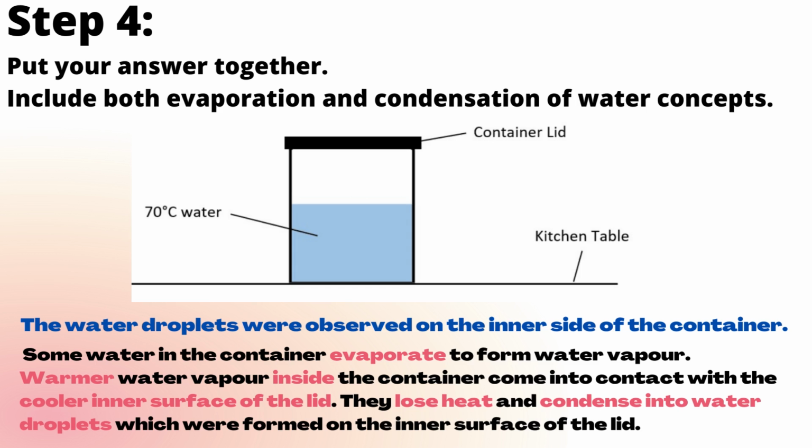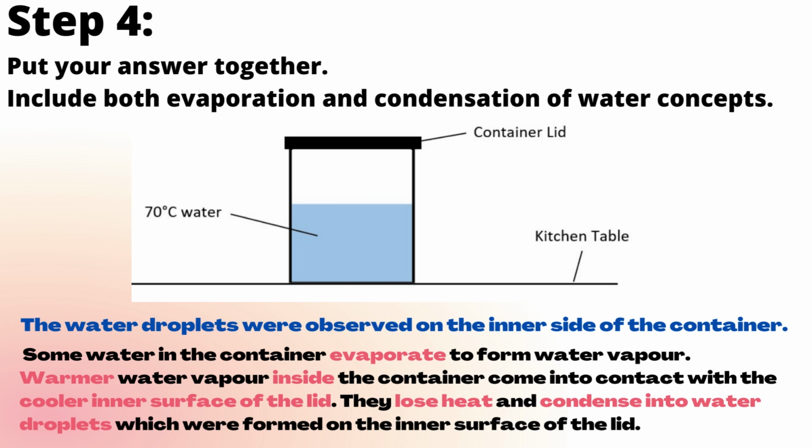Now, when we explain our answer, we definitely need to include a science concept. We are answering a science question, so we need to substantiate our answer with a science concept. And in this case, it will not be enough to just talk about condensation. Condensation is the main process here. But before that, how did the water vapor come about inside the container?